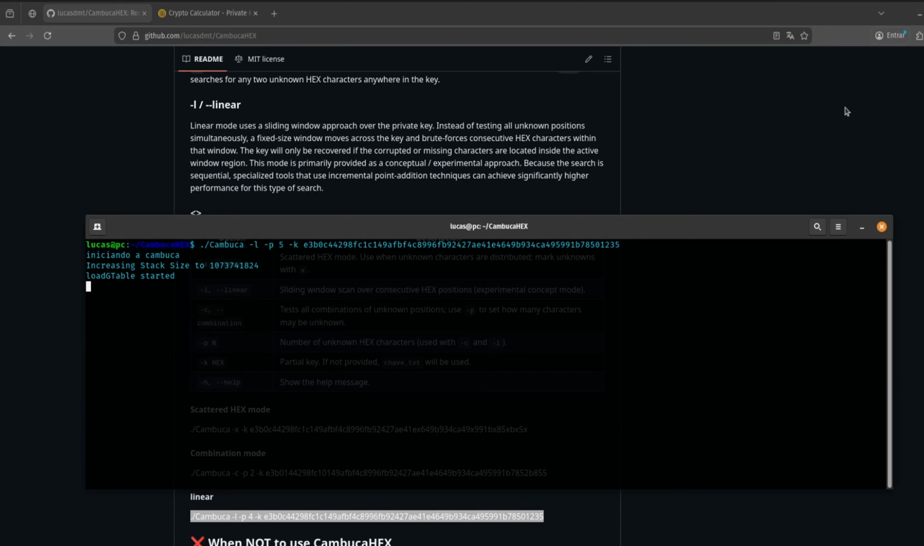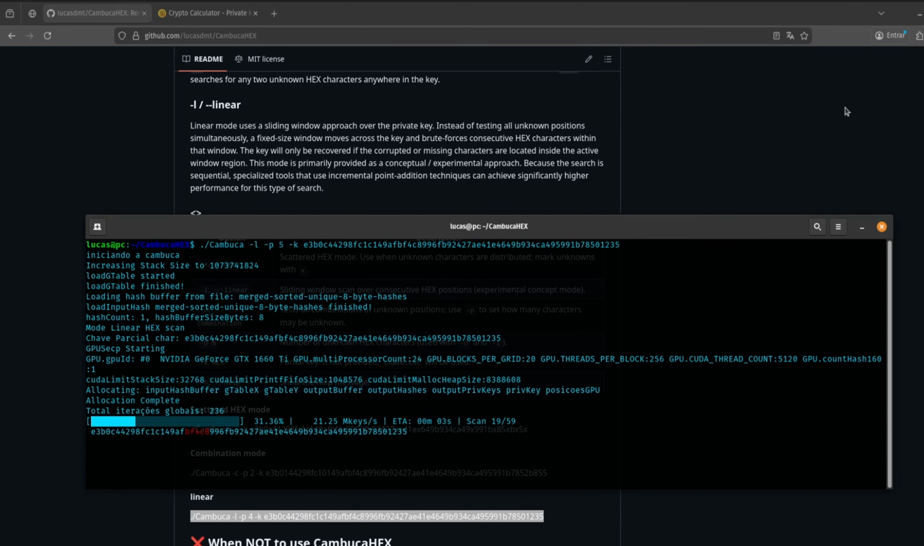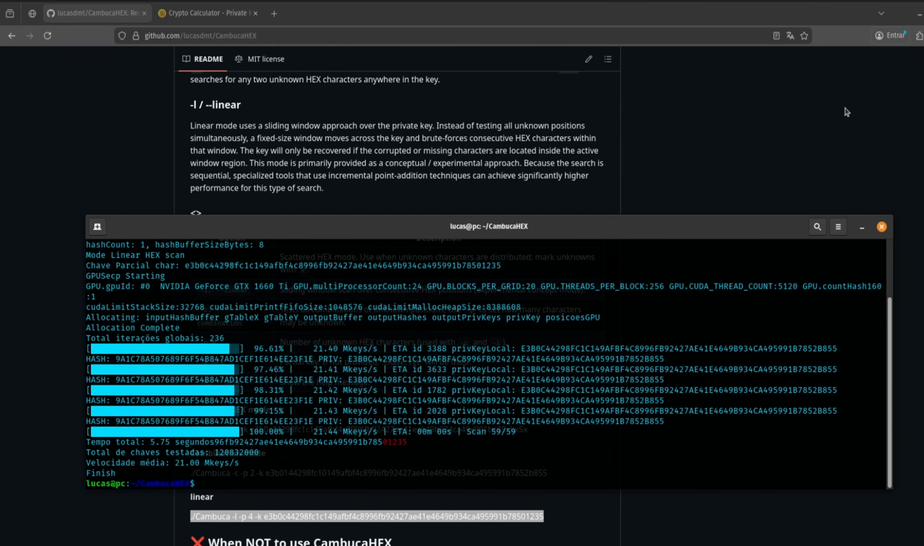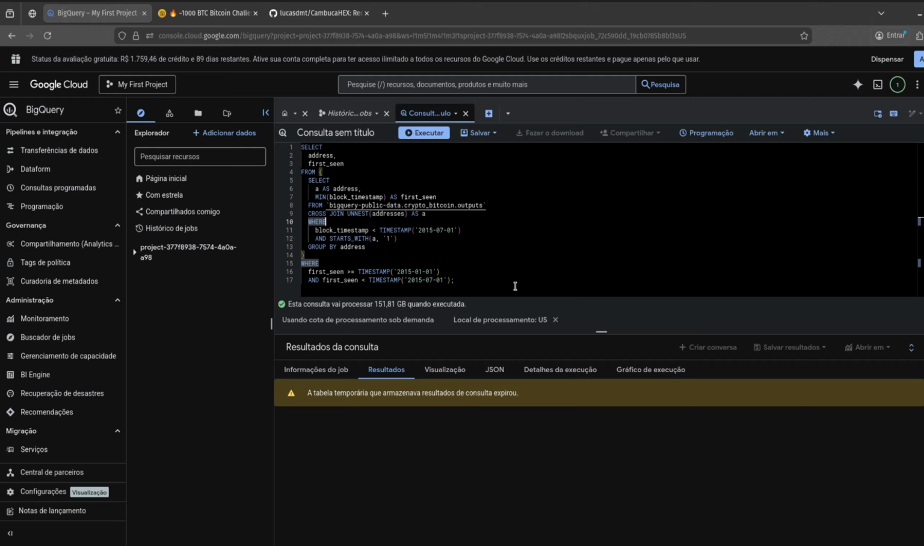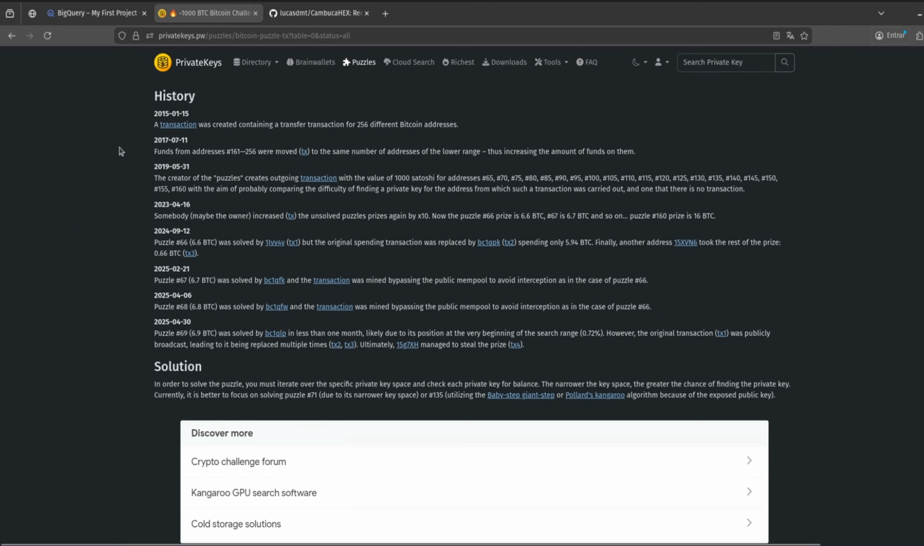The linear mode is merely a concept, because since it searches for ungrouped characters, it would be much faster to use a tool that employs point addition. As I mentioned previously, I'm going to simulate a scenario where I don't know the address that's generated from the private key. For this purpose, I extracted every single address that had its first transaction in the first half of 2015. I took into account all wallets, even those that currently show a 0 balance. Of course, for a real case, you can filter only wallets with a balance. I used the first half of 2015, as that's when the Puzzle Wallets transaction took place.